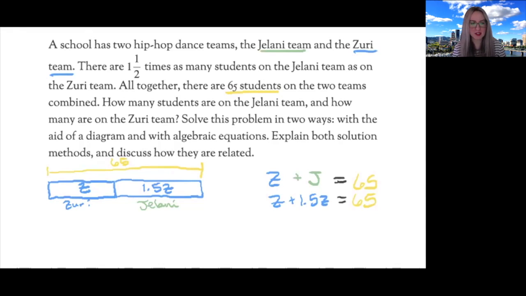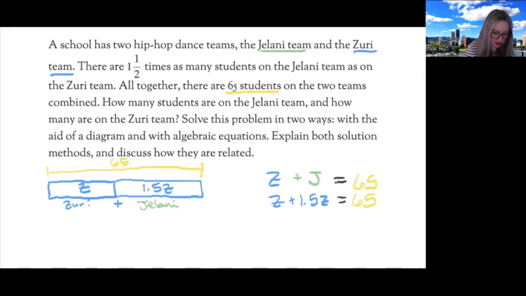And you can see I've done a little bit of setup work. When I was structuring my strip diagram, I thought about what is the total amount here? What is going to be the length of my whole bar? And I decided that since altogether we have 65 students, the length of my whole bar would be 65. And that is equal to the amount of students on the Zuri team combined with the amount of students on the Jaylani team. So it's Zuri plus the Jaylani. And I have Z plus J equals 65 as my starting equation.